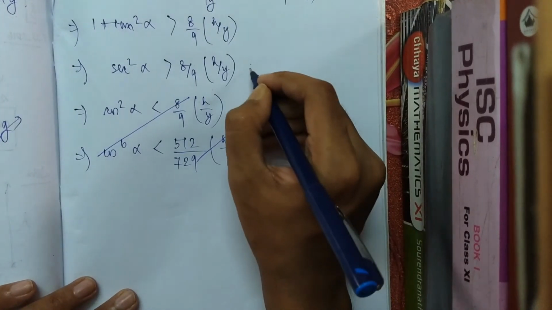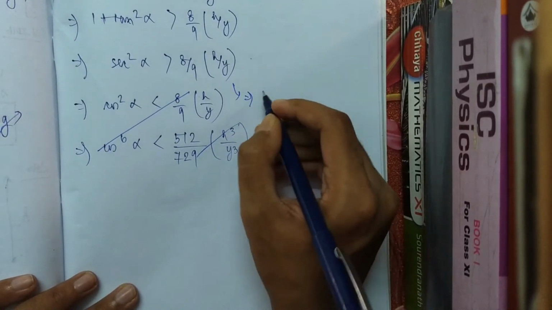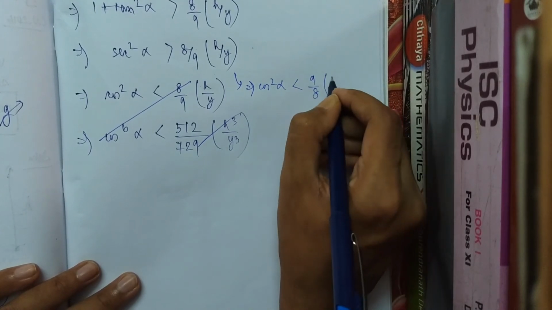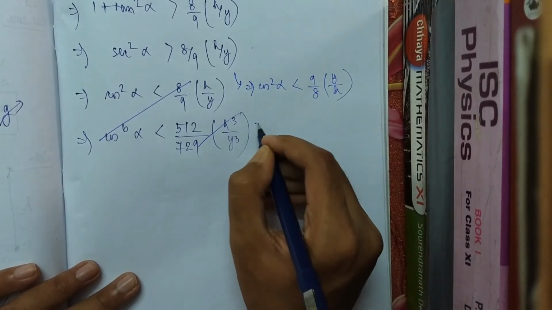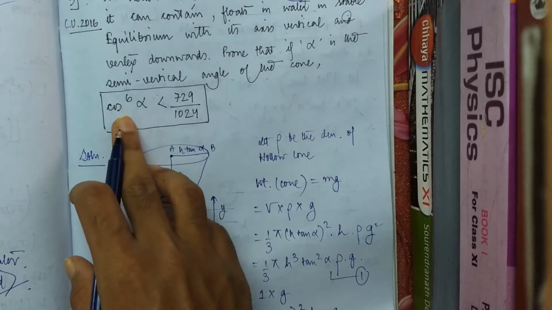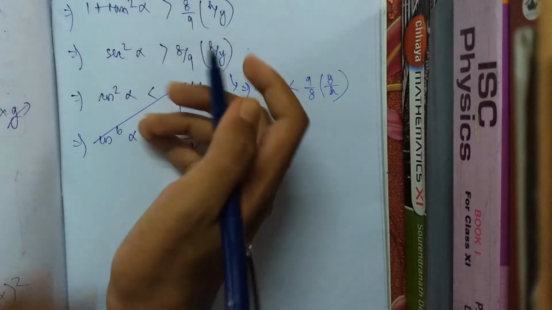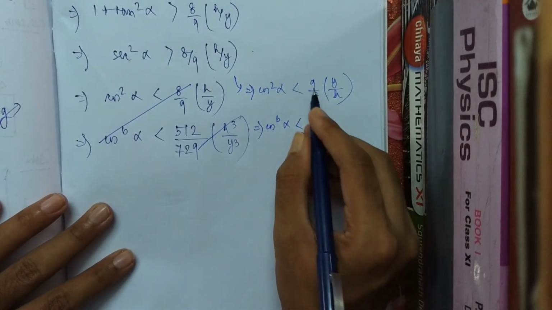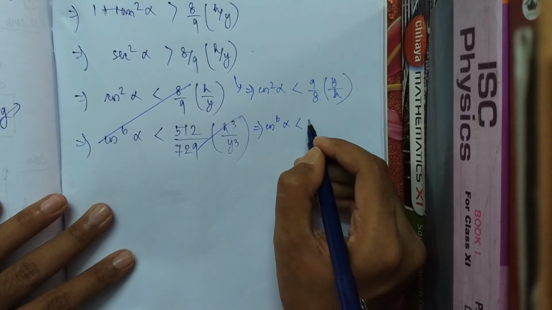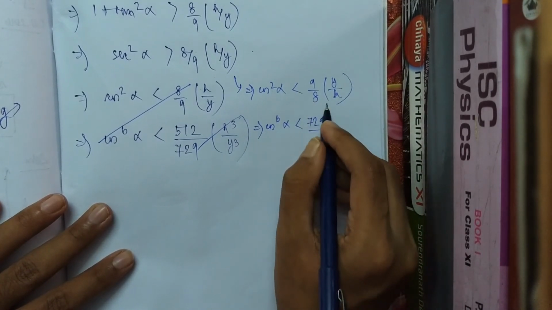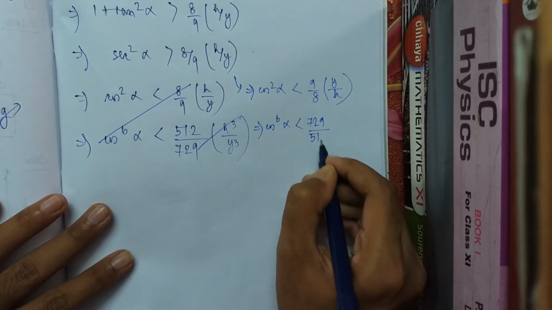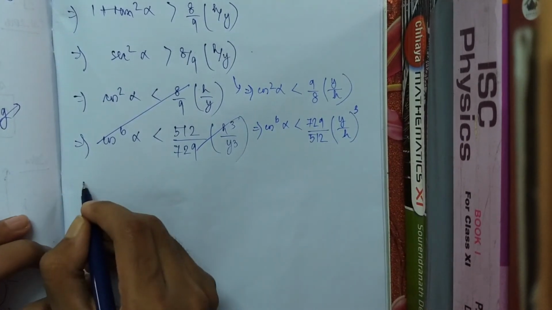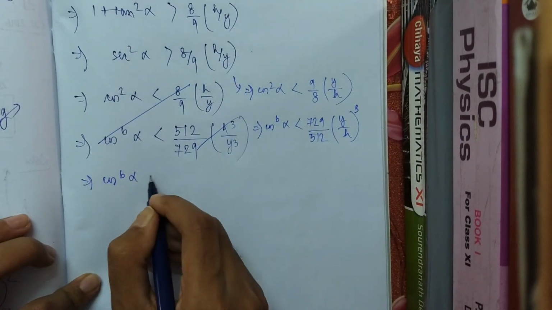Now if we reciprocate this, this gives us cos square alpha less than 9 by 8 y by h. Now if you look at our proof, this required cos to the power 6 alpha, so we cube both sides. Cos to the power 6 alpha is less than 9 cubed, which gives us 729, and 8 cubed, which is 512, y by h whole cube. So we will have cos to the 6 alpha less than.